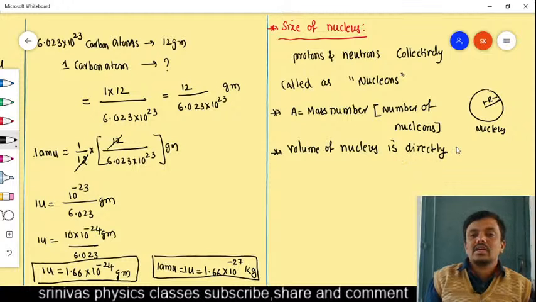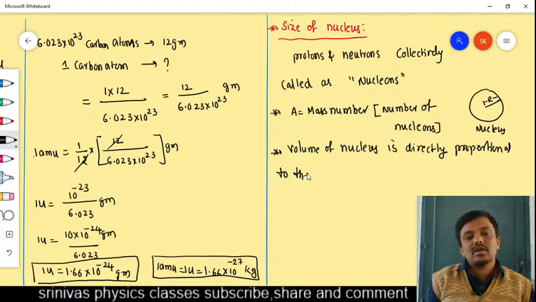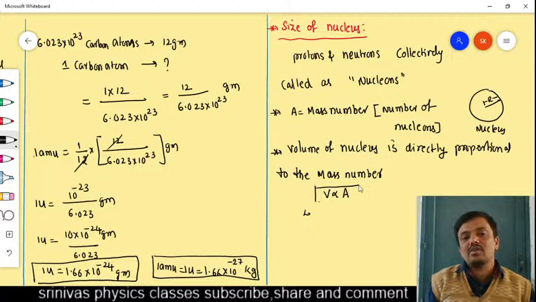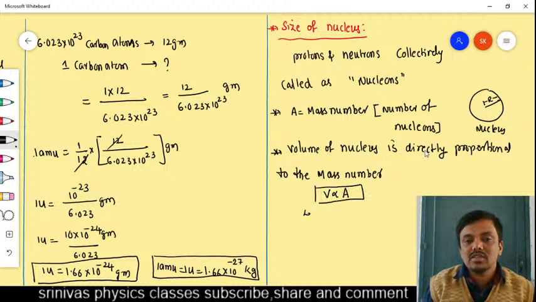Volume of the nucleus is directly proportional to the mass number, right? That means we write volume is directly proportional to mass number. We write V proportional to A. What is the volume of the nucleus? Volume we write is 4 by 3 pi r cube. Volume is directly proportional to mass number. Mass number means the number of nucleons. If more nucleons are there, more volume will be there for the nucleus. Less nucleons means less volume. Simple it is.